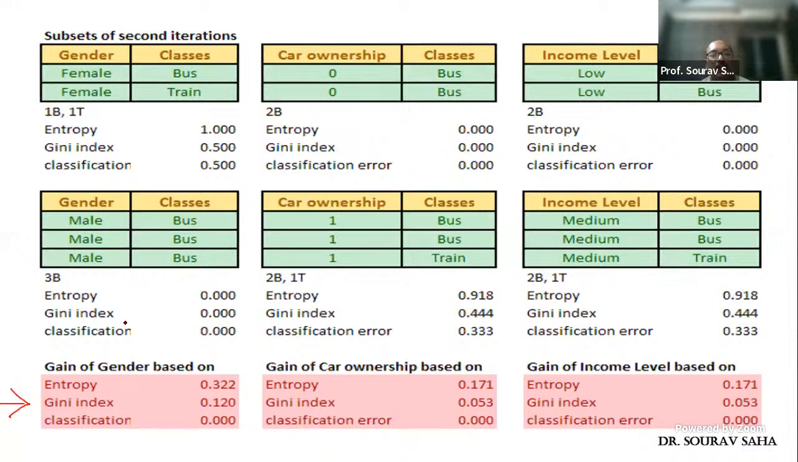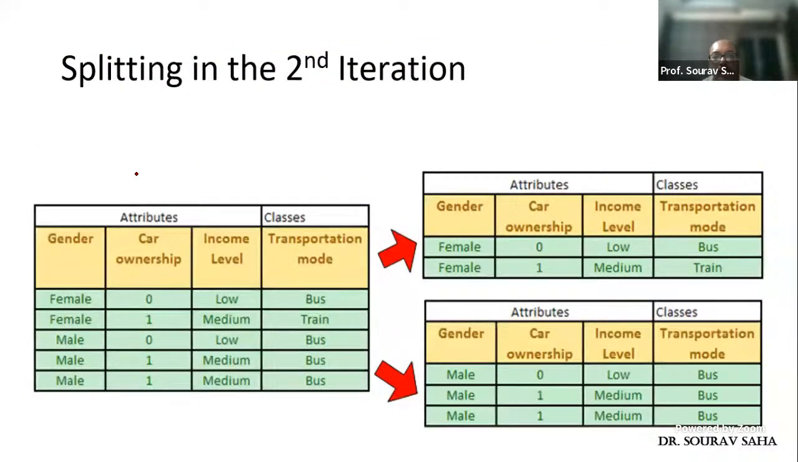Okay, so once again here, I'm going to find out which of these variables, be it the gender, the car ownership, or the income level, has given me the maximum reduction. By the way, this one has given me the maximum reduction. So I'm going to split this time based on the gender. Based on the gender, once I've done splitting, for the males, I have already reached homogeneity. For the males, no further splitting is required.